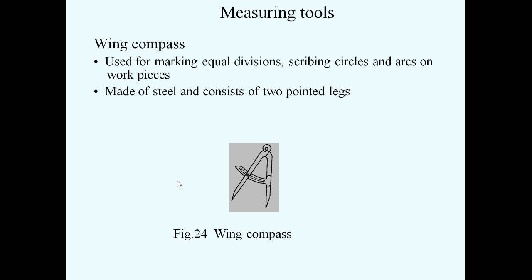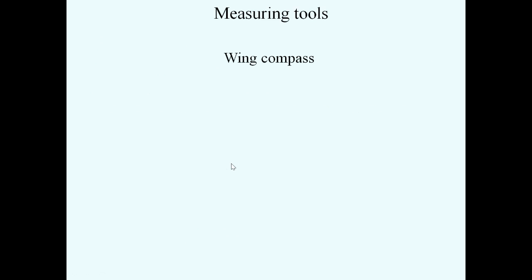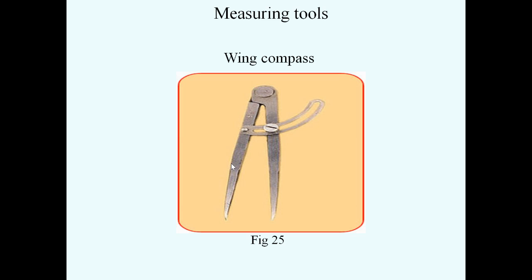It also consists of two pointed legs. These are the two pointed legs. And the legs can be secured in position by means of a set screw and a quadrant. This is the set screw and the quadrant. The next one is also a wing compass. You can see here.